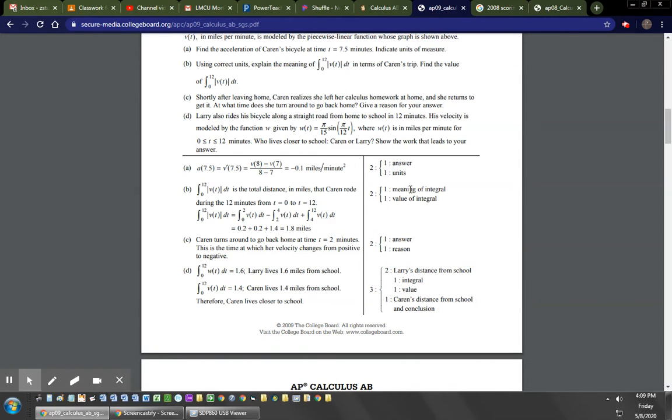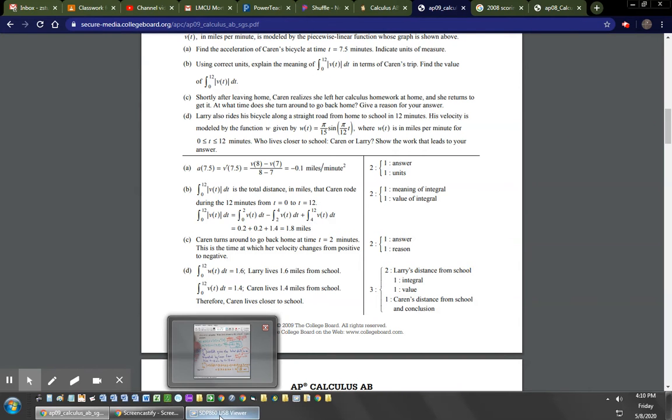For this, 2 points: the meaning of the integral and then the value of the integral. So let's see what they said about the meaning. They said it is the total distance in miles. There's that sneaky little units. Now, we do units most of the time. It's pretty easy when we're talking about v of t equals, it makes sense to write the units after that. But this one was a little bit sneaky, so you had to slide the in miles in there because you're talking about distance. So this integral, absolute value, had to be the total distance in miles that she rode from time t equals 0 to 12.